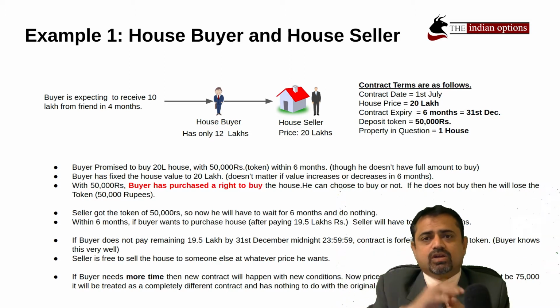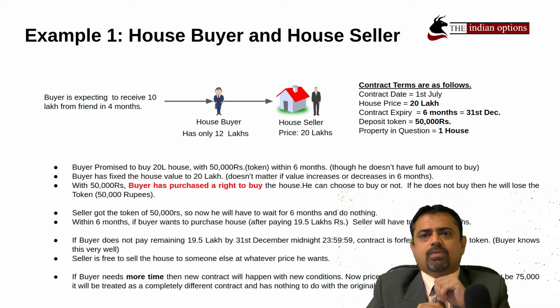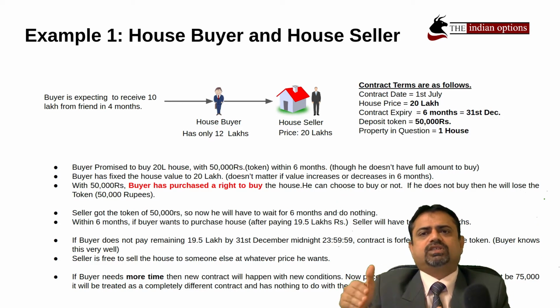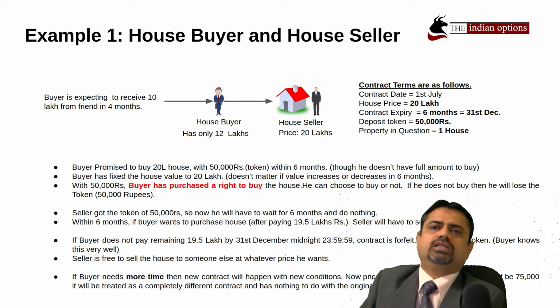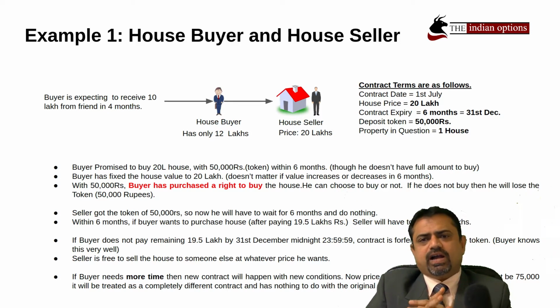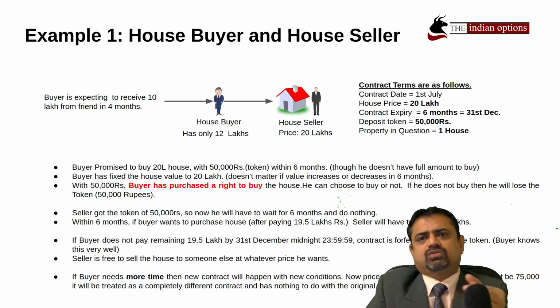Then the seller says, okay, then give me some token amount, say 50,000. And if you are not able to buy the house in say 6 months, then I'm going to keep that token amount, you'll have to let go of the token, and after 6 months I'll be able to sell this house to somebody else. And then they agree. This guy says, okay, fine, then he just has to manage 19.5 lakhs to purchase the house. Now this is the scenario, right?